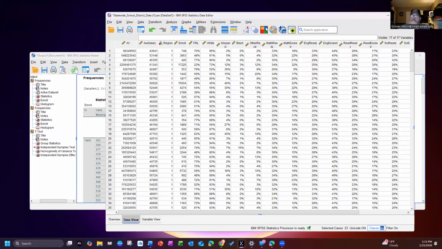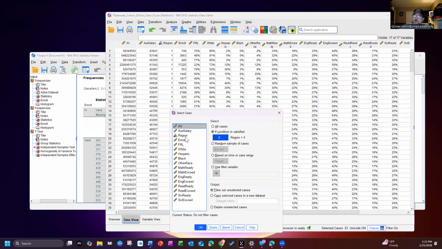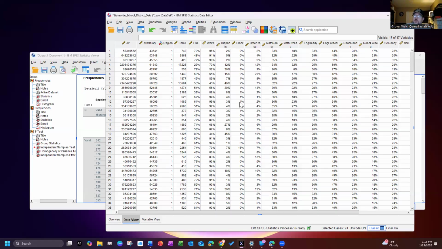First thing I did with my data was I had to look for normality. So I went to Data, Select Cases, at which point I selected my region, and then I selected Region 5 and Region 1, and then I hit OK. This gave me two histograms.